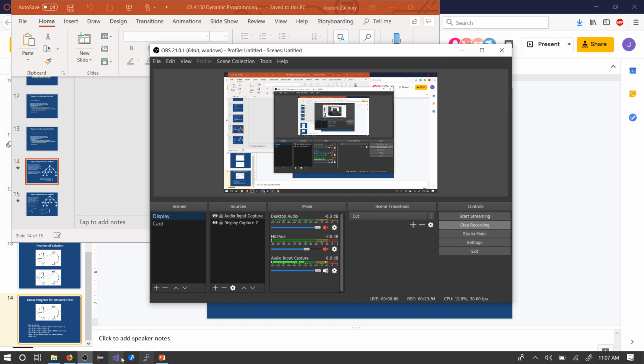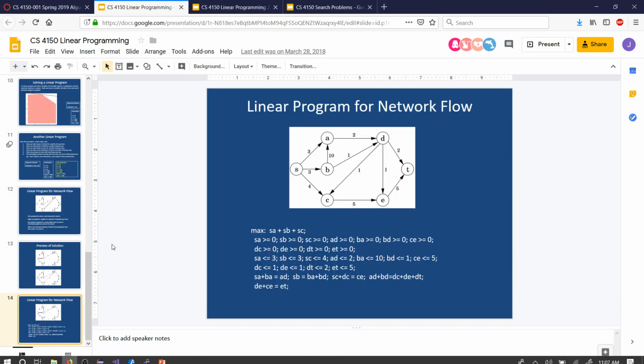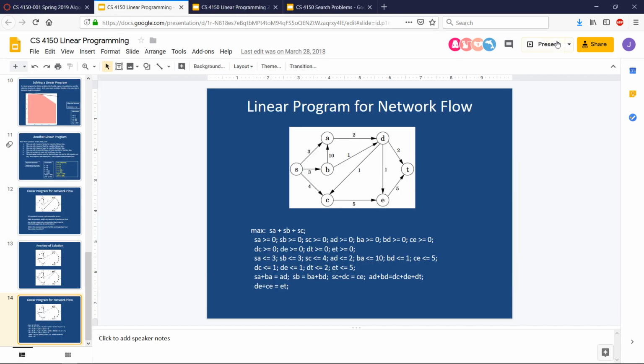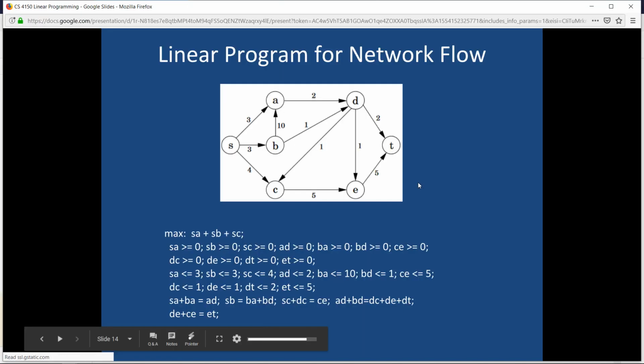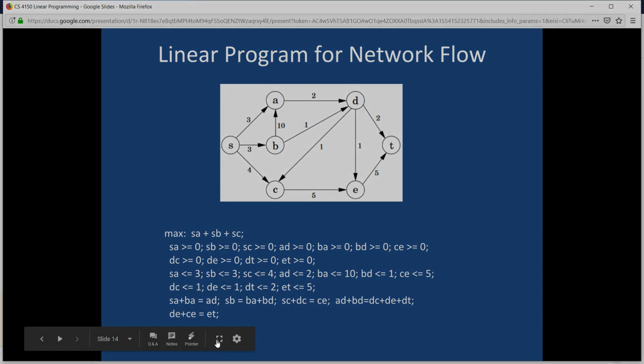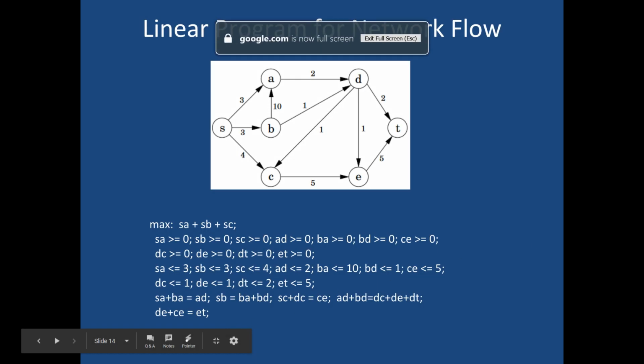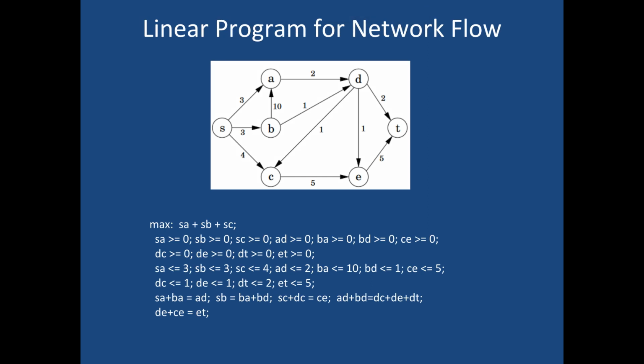Okay, let's return to linear programming. This is where we were at the end of class last time. So let's just remember what we were looking at. We talked about linear programming. And first of all, what is a linear program?